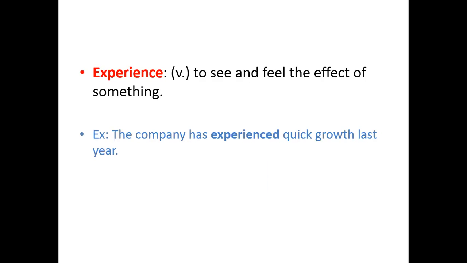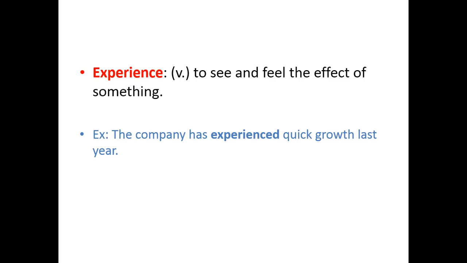Experience. The same here. The word experience also could be used as a verb or a noun. As a noun, as when I say, actually, I have a long experience in teaching. Here, the word experience is a noun. If I'm going to use it as a verb, which we have in our selection, it means to see and feel the effect of something.